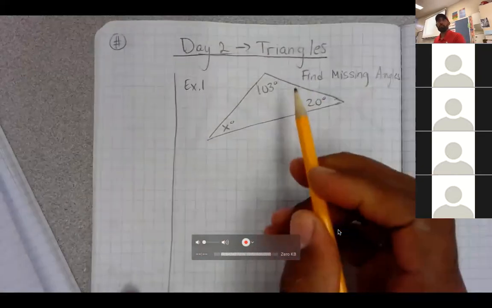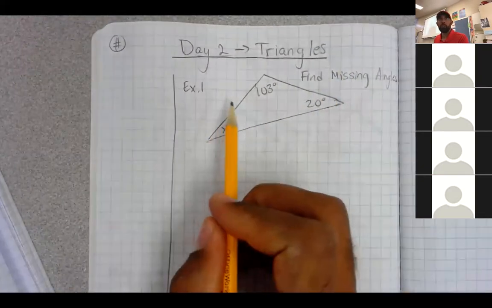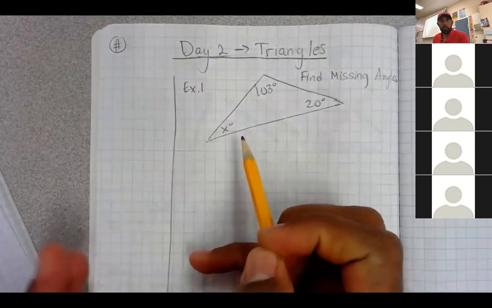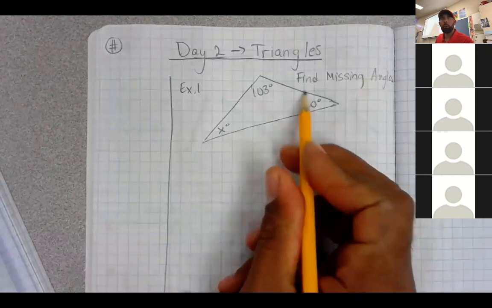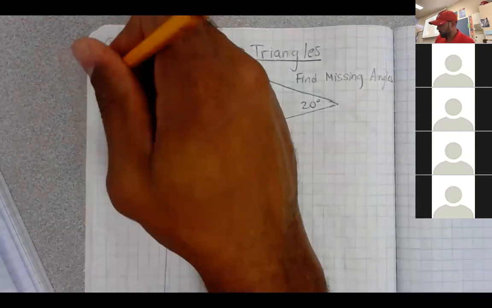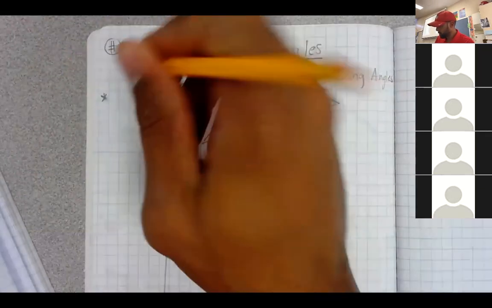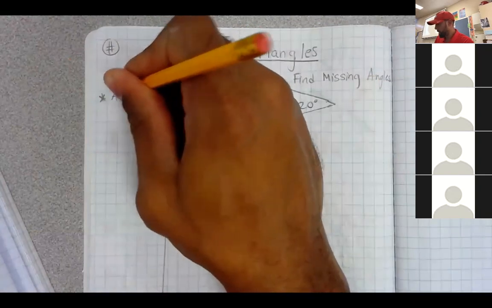You are looking for the missing angles, right? So we're looking for that missing angle here, or solving for x in this case. But we also need to remember that all angles inside a triangle add up to 180.